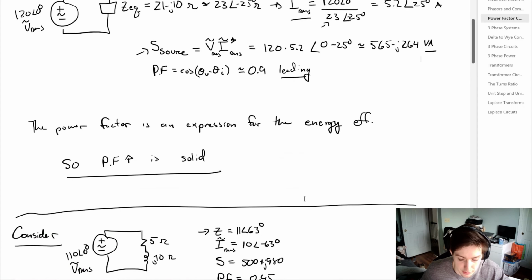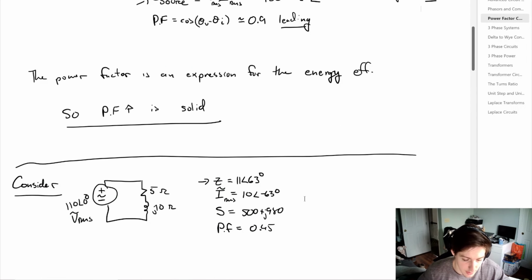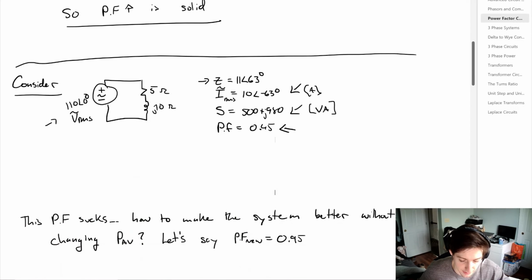And that brings us into an example where we want to consider this circuit here. So we have 110 volts with a phase angle of 0 degrees for our RMS voltage, and our impedance is simply 5 plus j10. So from that, we can get our RMS current, and we can find our complex power. So from that, we get a power factor that's equal to 0.45. And, well, this power factor isn't too great. So we want to look at how we can make the system have a better power factor.